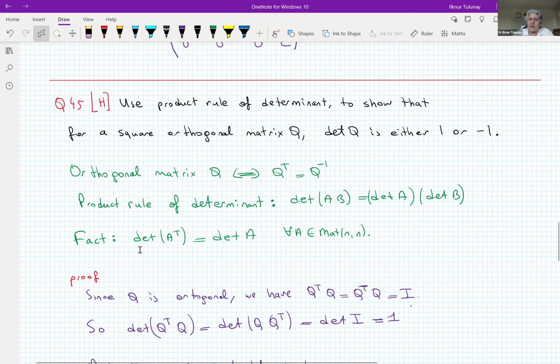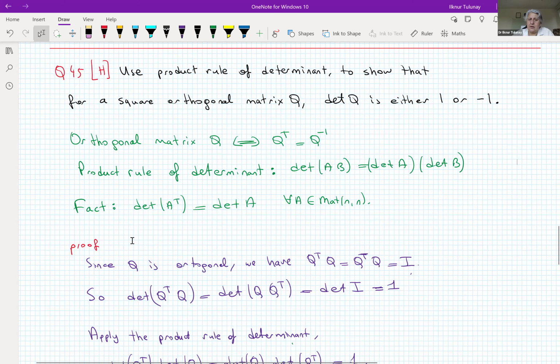Another fact that we need to remind ourselves of is that the determinant of A transpose is equal to the determinant of A for every n by n matrix. This is for n by n matrices over the real numbers, or whatever field you are talking about. So this means for all. Okay, now these are the facts that we are going to use, and we would like to prove that the determinant of Q is 1 or minus 1, where Q is the orthogonal matrix.